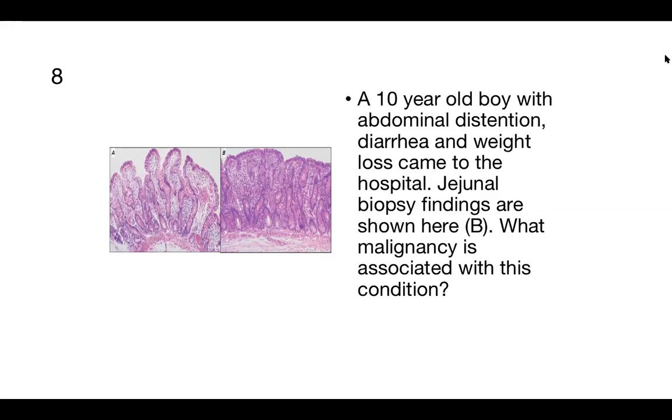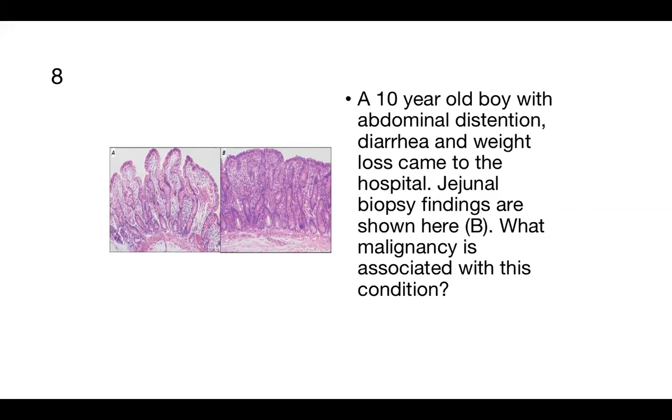Anybody else? Sir, I will tell you, T-cell lymphoma. Yes, Ilyas, T-cell lymphoma. Can you explain why? Sir, most probably this guy is having celiac disease because there is abdominal distension, diarrhea, weight loss because of malabsorption, and the biopsy shows blunted villi. Very good. Excellent. So this is a case of T-cell lymphoma, absolutely correct.